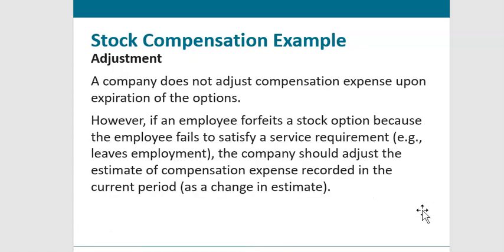And what happens if, let's say, the employee quits before the options vested, or for some other reason they didn't fulfill their service requirement? What happens then? Well, then the company reverses out the portion of those forfeited options. Remember, the initial entry was a debit to compensation expense and a credit to paid-in capital stock options. We just remove that entry with a debit to paid-in capital stock options and a credit to compensation expense for the amount of those options that were forfeited.